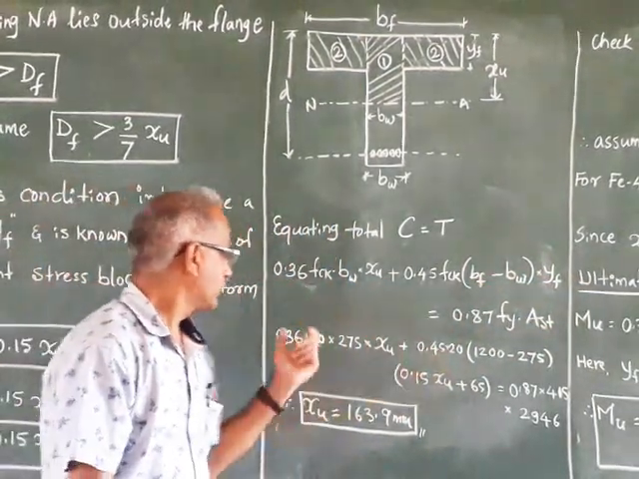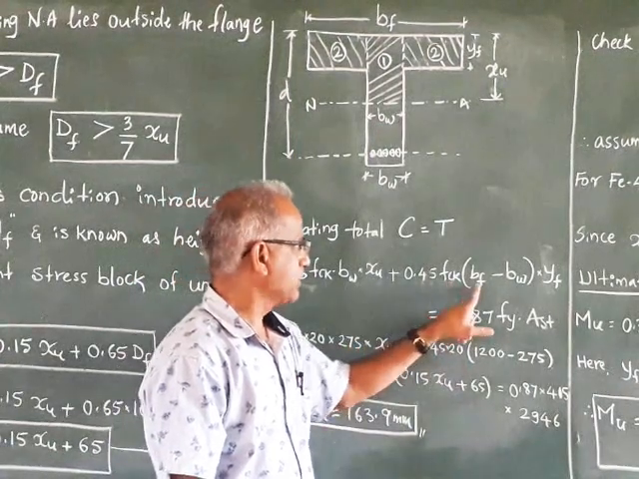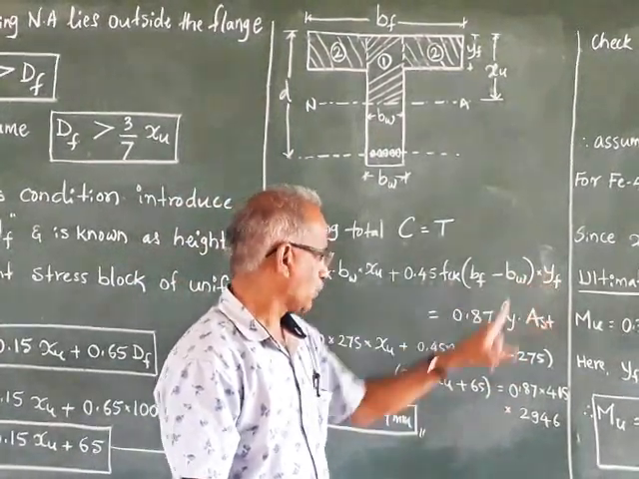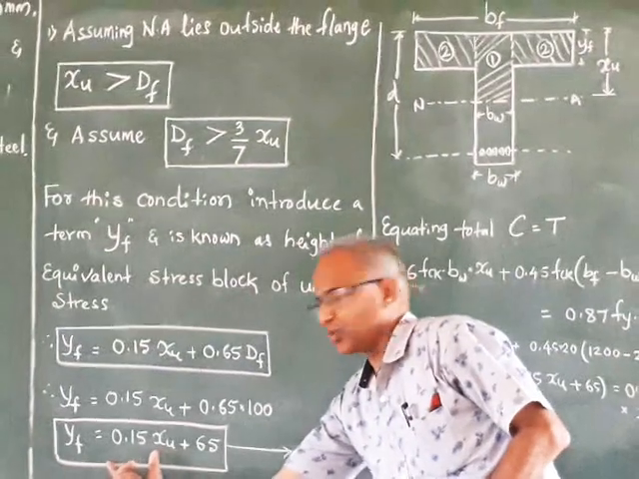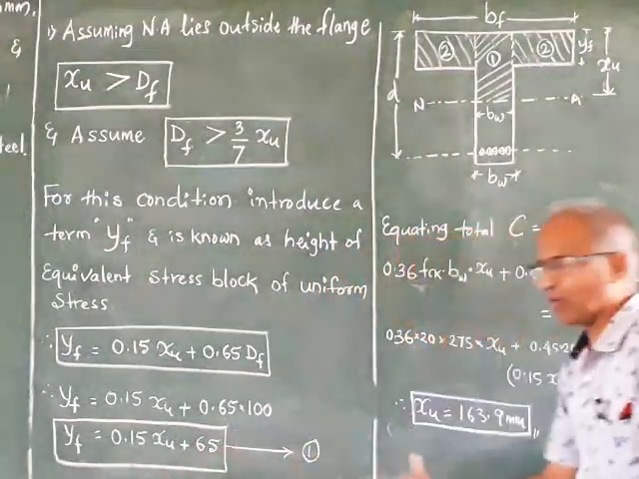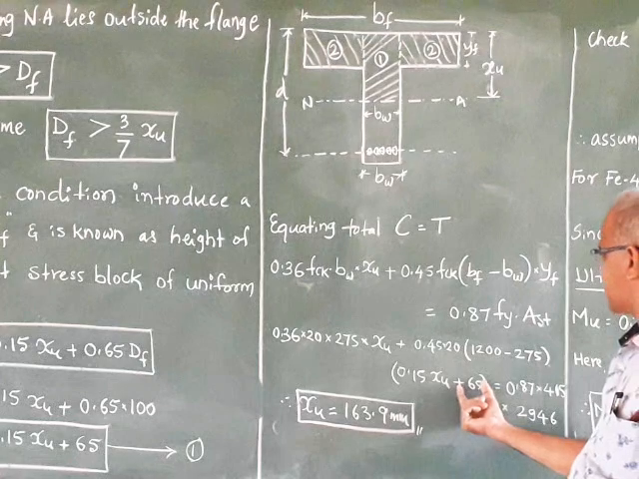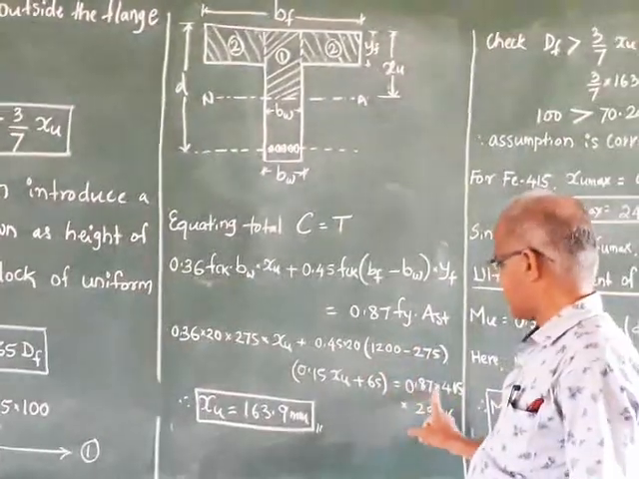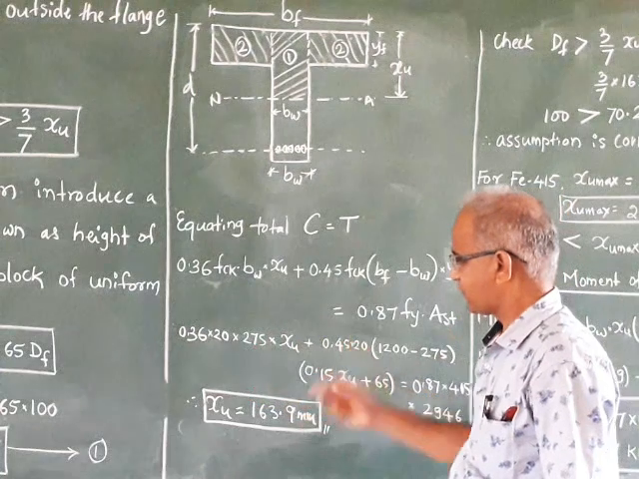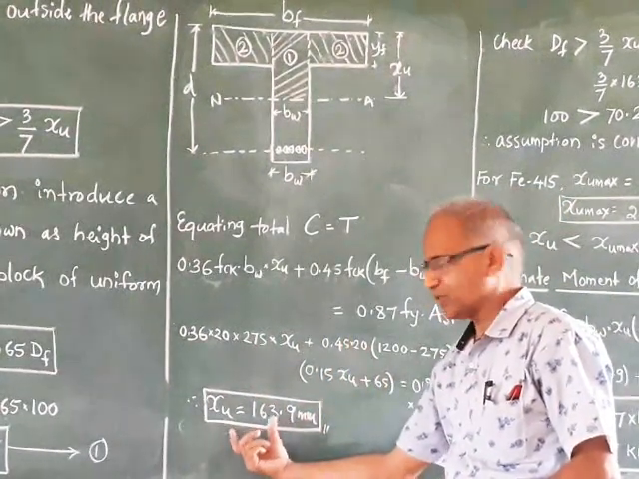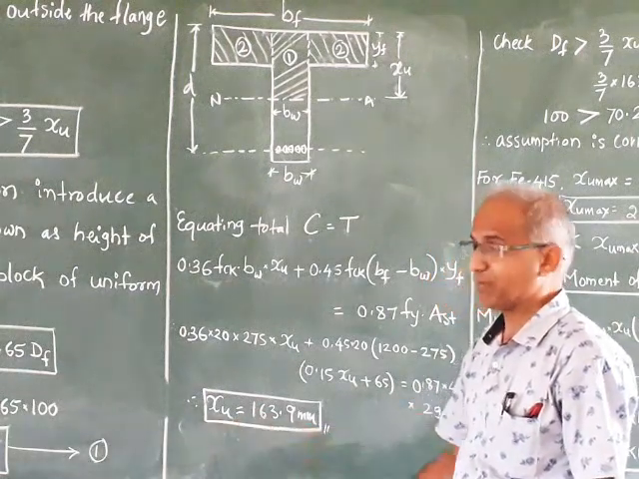So substitute all the values. 0.36 FCK BW, XU keep as it is, plus 0.45 FCK BF minus BW into YF. What is YF here now? Substitute equation 1: YF is equal to 0.15 XU plus 65, that is equal to 0.8745 into this AST 2946. So from this equation we can get the XU value, that is the neutral axis depth. Now compare: this XU will be compared with DF.